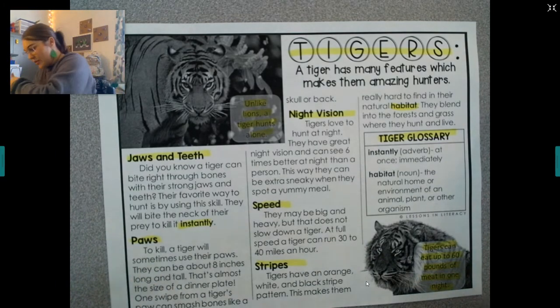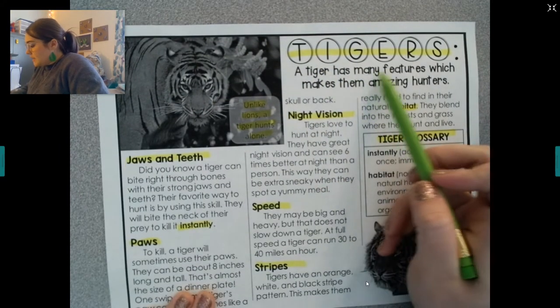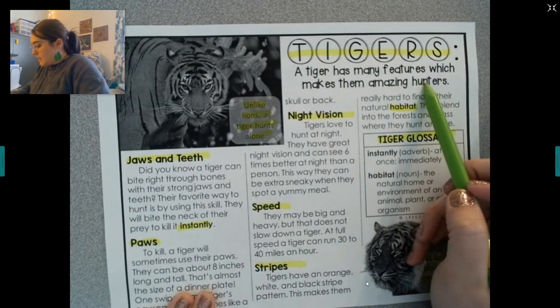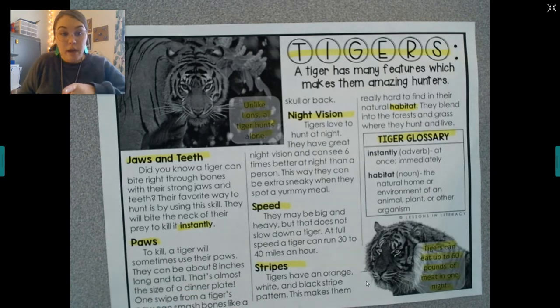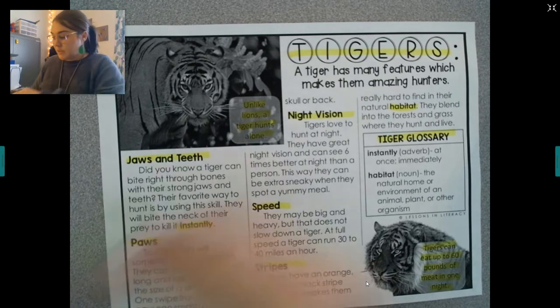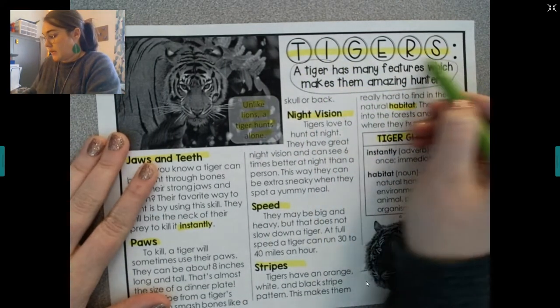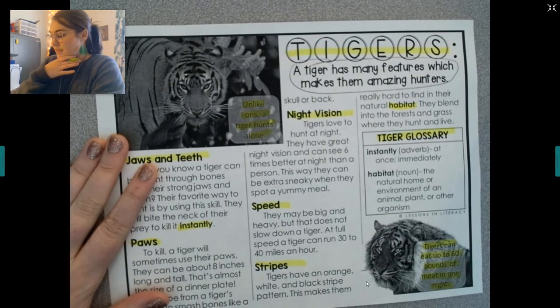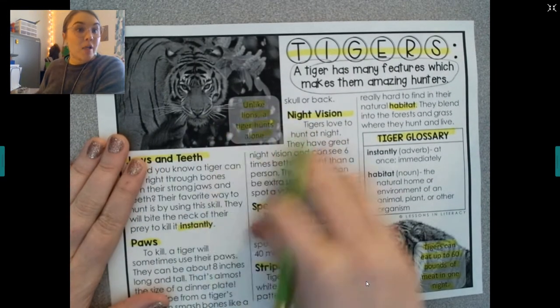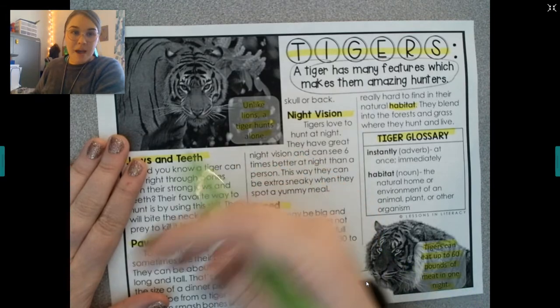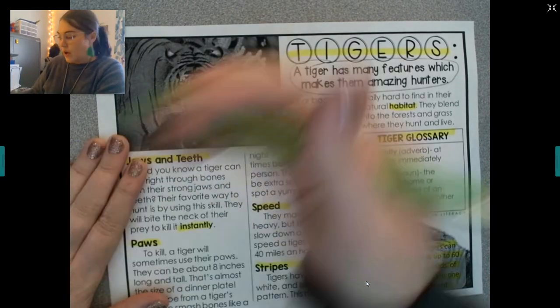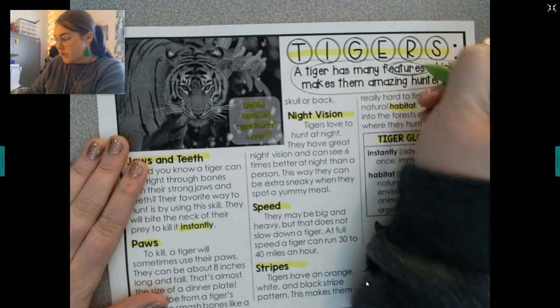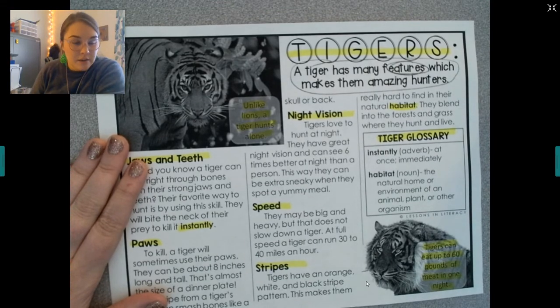Okay, so tigers. A tiger has many features which makes them amazing hunters. Okay, so before I start, that makes me think of the central idea. Because I'm assuming this is going to tell me all about the features of a tiger. That makes me think the main thing it talks about is the different features. But I'm going to keep reading and see if I'm right.